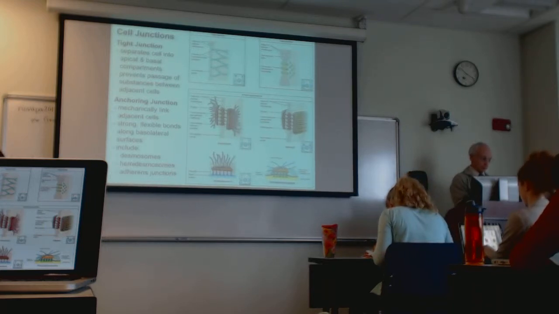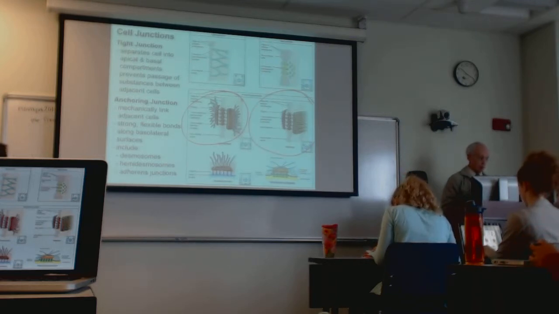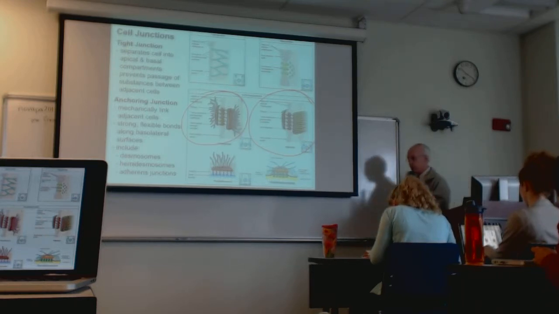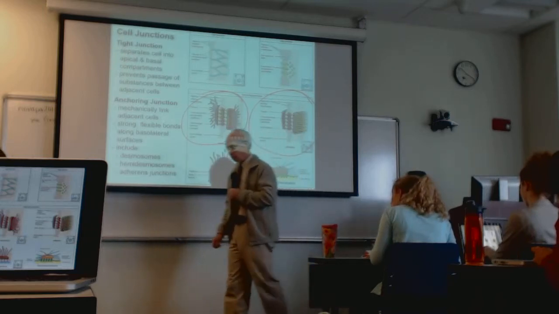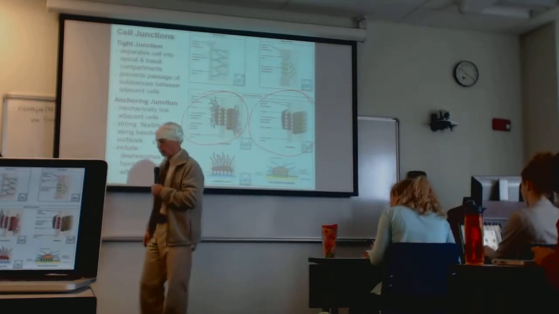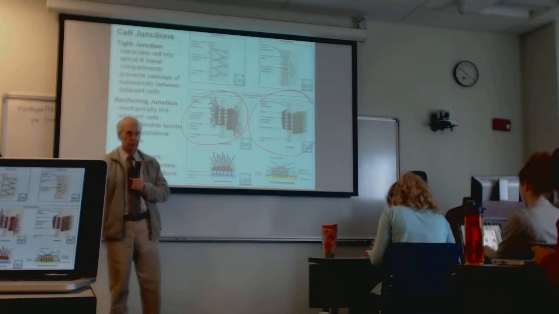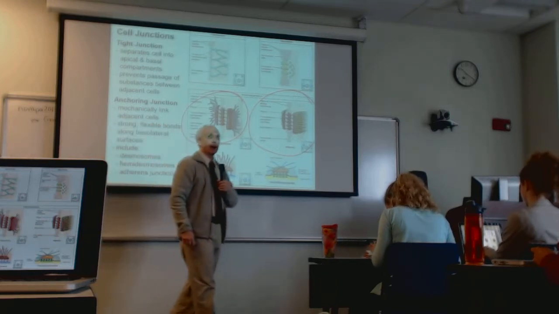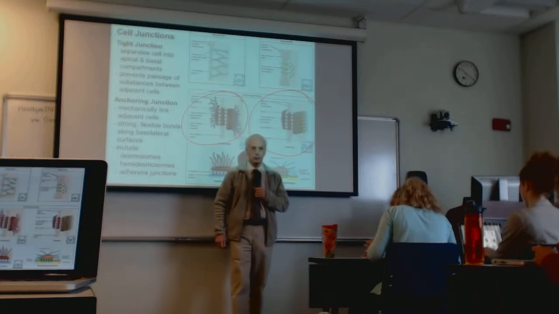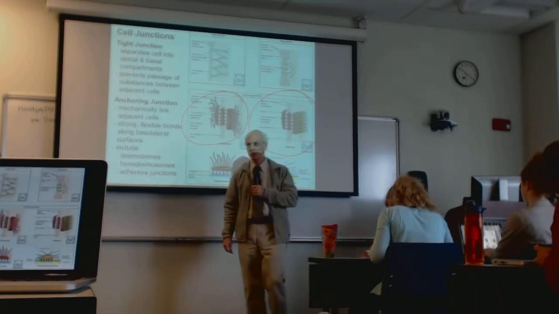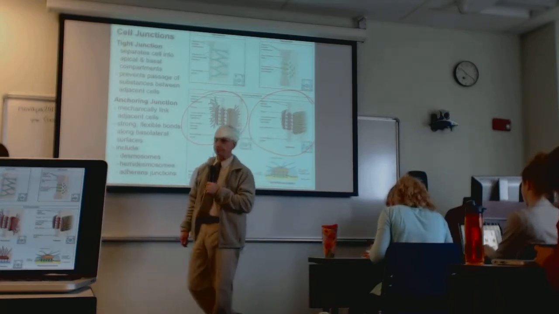You can see several illustrations. This would be a desmosome here on the left, and this would be an adherens junction on the right. They're very similar, and they differ in a number of ways, but for our purposes they differ in two primary ways. Number one, position. In general, desmosomes tend to be closer to the basement membrane.